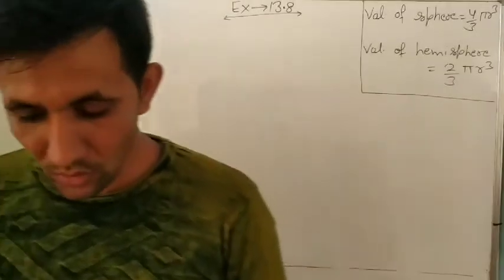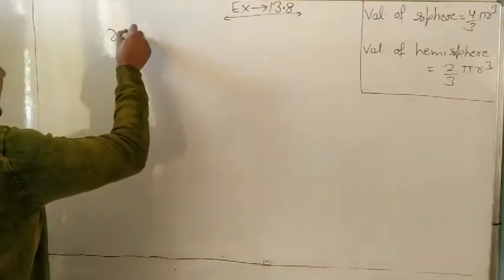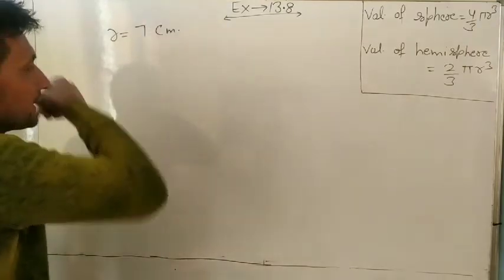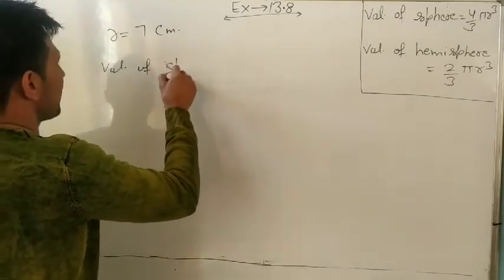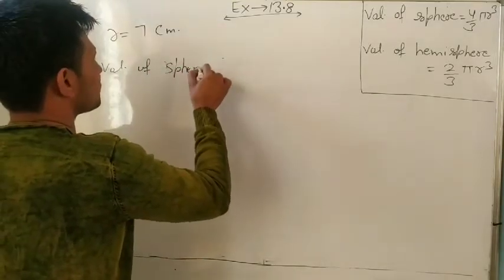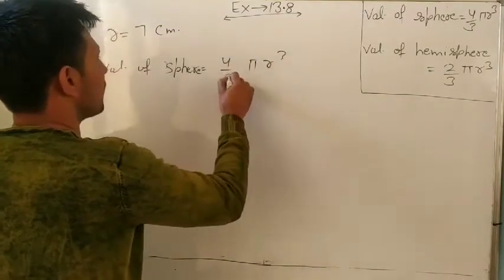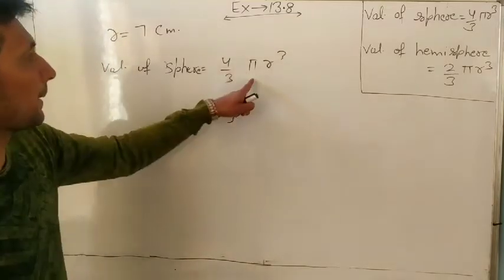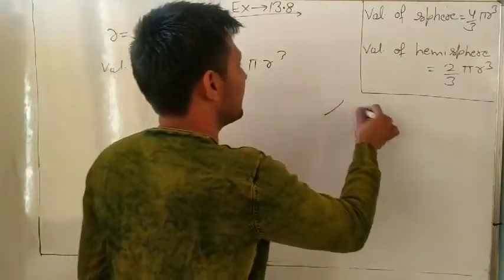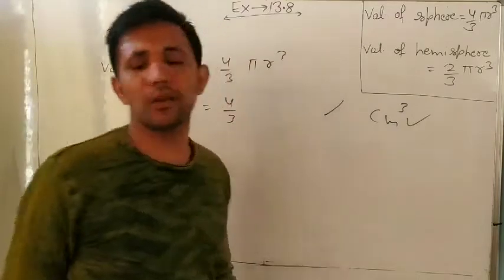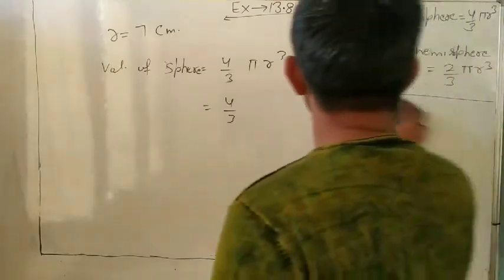Now we will do the first question. Find the volume of a sphere of radius 7 centimeter. The volume of sphere, what is the formula? 4 upon 3 pi r cube. Pi we know is 22 by 7. R is 7, multiply 7 into 7. And we will find the answer in centimeter cube. That is a very easy question. You can do the first question yourself, both part A and B part.